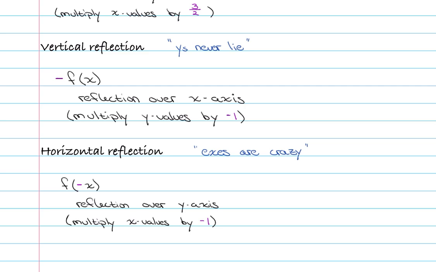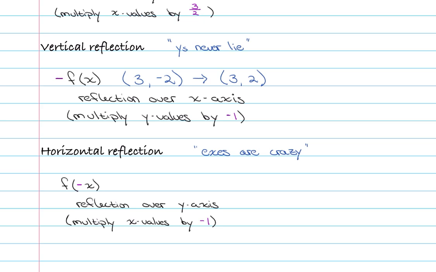You're going to multiply your y values by -1. So for your example, if we have (3, -2) for our point, we're going to multiply our y value by -1, and we end up with (3, 2), because -2 times -1 is 2, okay? That is our vertical reflection.